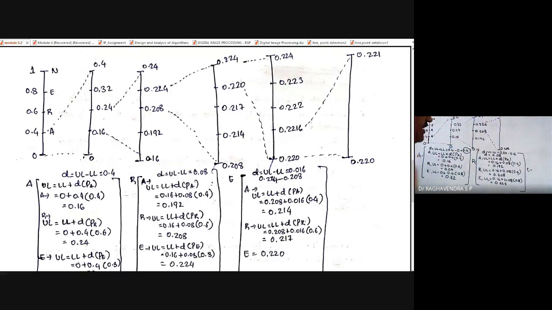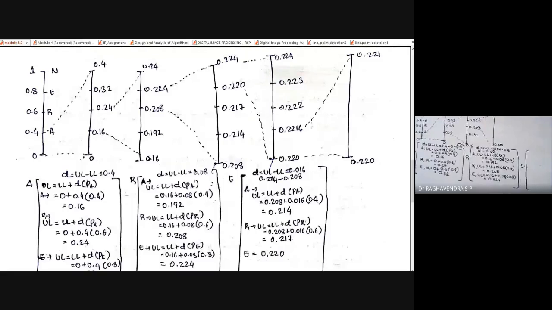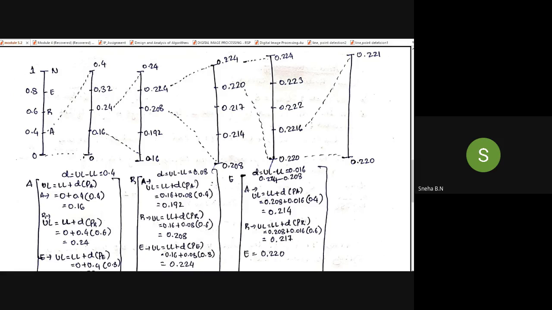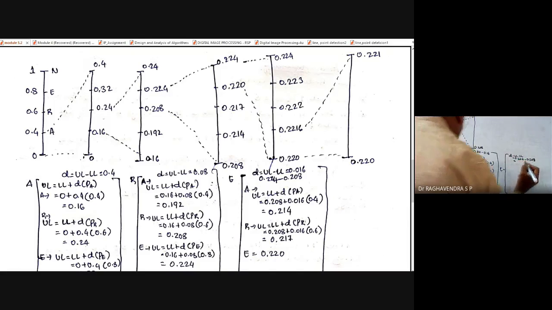Now A is over, R is over. Now we have to go for E. Fine. So find out the D value. D is equals to upper limit minus lower limit. So substitute the value. What is the value of upper limit? 0.224 minus 0.208. ಎಷ್ಟು ಬರುತ್ತಪ್ಪ ಇದು? 0.016. Very good. Fine.